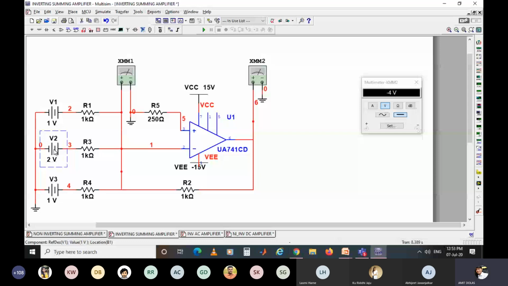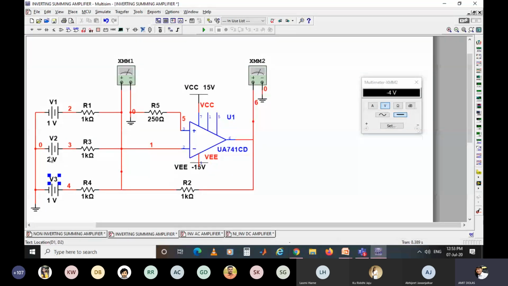And again, all the resistances are equal, R1, R2, R3, and the feedback resistance, which is written here as R2, all the resistances are equal. Then what was the output for inverting summing amplifier? It is Vout is equal to minus of V1 plus V2 plus V3. So you can see here minus of V1 plus V2 plus V3.